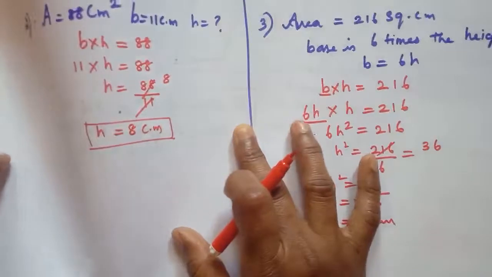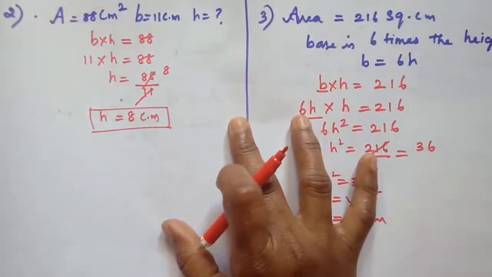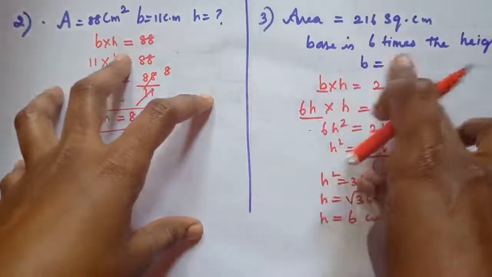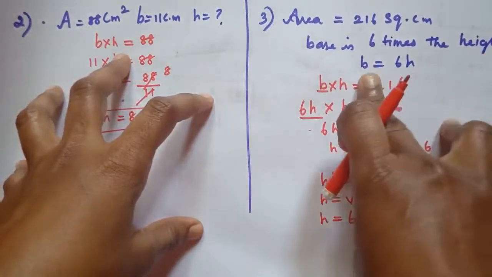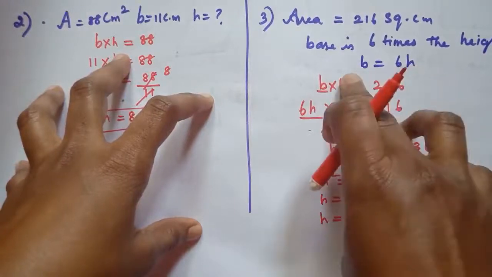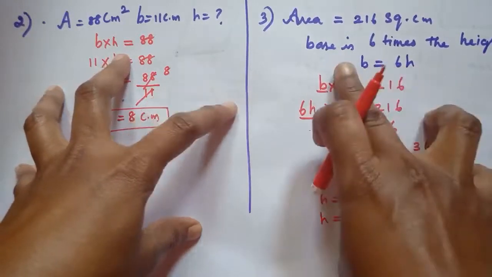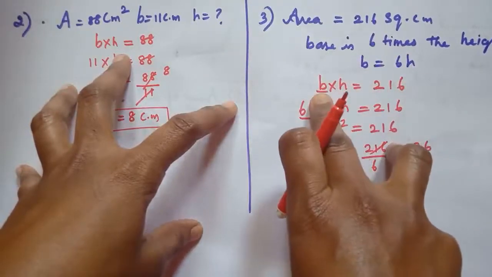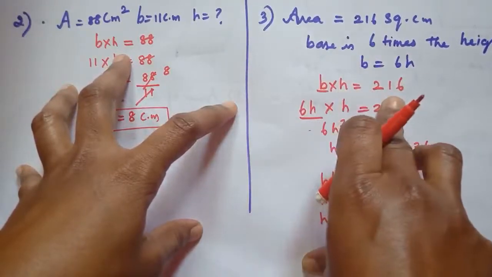Then third question. Area is given as 216 square centimeter. Base is 6 times the height. That means you have to take b equal to 6h. Here I have taken b equal to 6h because base is 6 times the height. So area formula b into h, b into h is equal to 216.